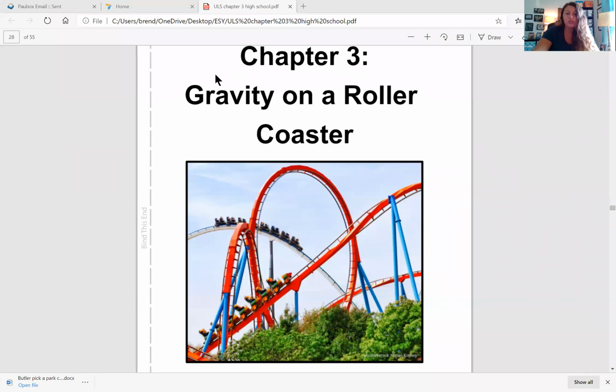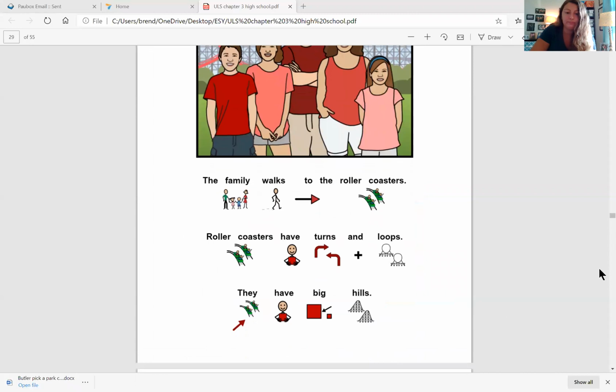Okay, so I'm going to share my screen and pull up the story for us. Okay, so this is chapter 3. We are reading about gravity on a roller coaster. So gravity was one of our vocabulary words we had in the past. Gravity is a force that attracts something or brings something to the ground. I don't know if you remember that analogy I made, but if we're holding something in our hand, it could be anything. So I have a pen, for example. If I drop that pen, it's going to attract towards the ground. That's because of gravity. Okay, so let's start reading.